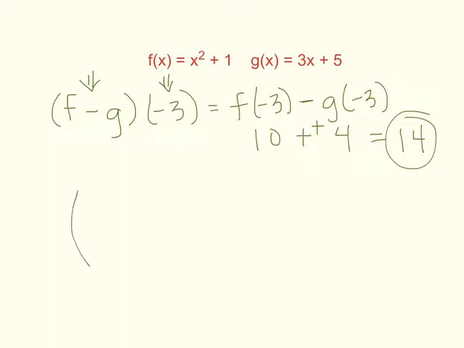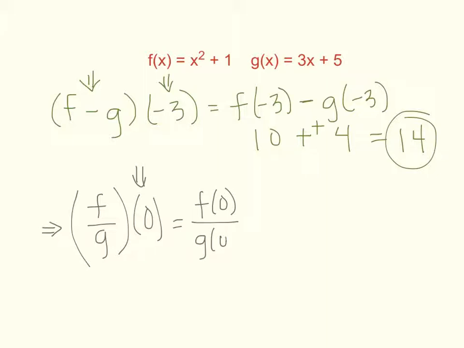Let's take a look at a different one. What if I say I want f divided by g of 0? Well, remember, it's telling us two things. One, it's telling us we're going to divide, and it's telling us we're going to plug in a 0. So basically, this is f of 0 divided by g of 0. And if I plug a 0 into f, I get a 1. If I plug a 0 into g, I get a 5, making 1/5 my final reduced simplified answer.